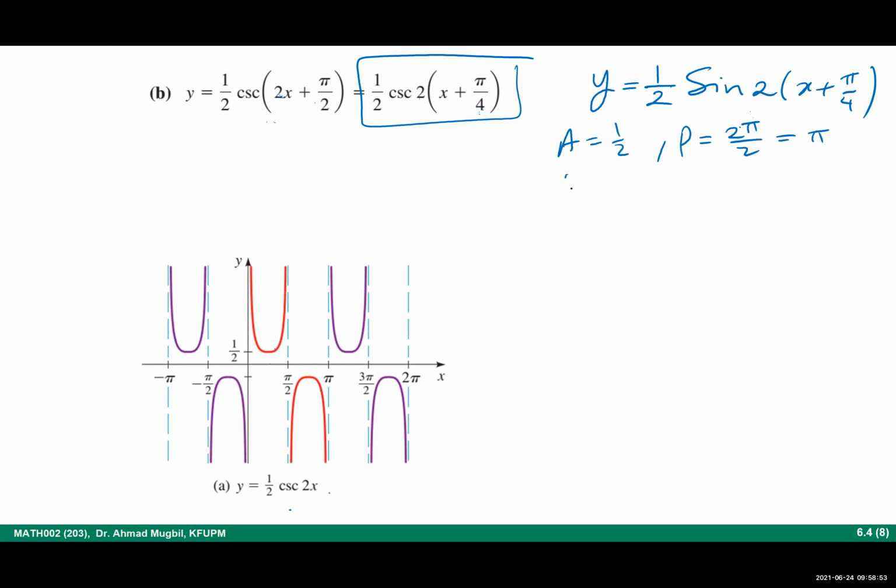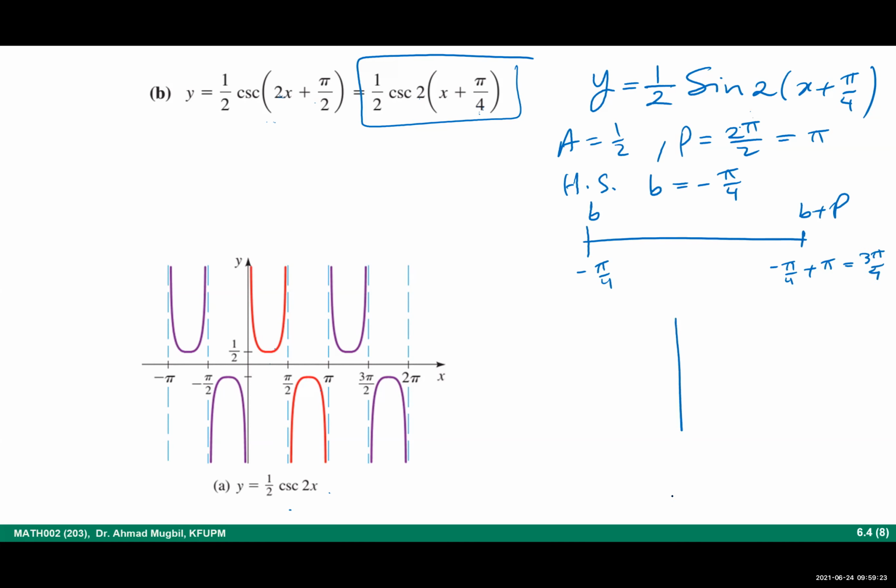Now we have a horizontal shift here. How to find the horizontal shift? Clearly it is negative pi over 4. If you solve this one for x, you will get it. Now, what is the interval that we will sketch the graph on? From the period, from b to b plus the period. From negative pi over 4 to negative pi over 4 plus pi. What is that? 3 pi over 4.